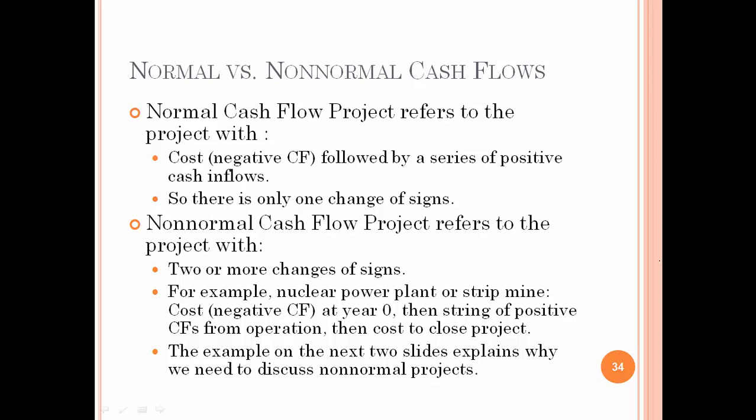Non-normal cash flow projects refer to projects with two or more changes of signs. So for example, a nuclear power plant or strip mine has a cost, which is negative cash flow at time 0, and then a string of positive cash flows from the operation, and then a cost, which is negative again, to close the project. Why do we have to differentiate between projects with normal cash flows and projects with non-normal cash flows? The example on the next two slides explains why.